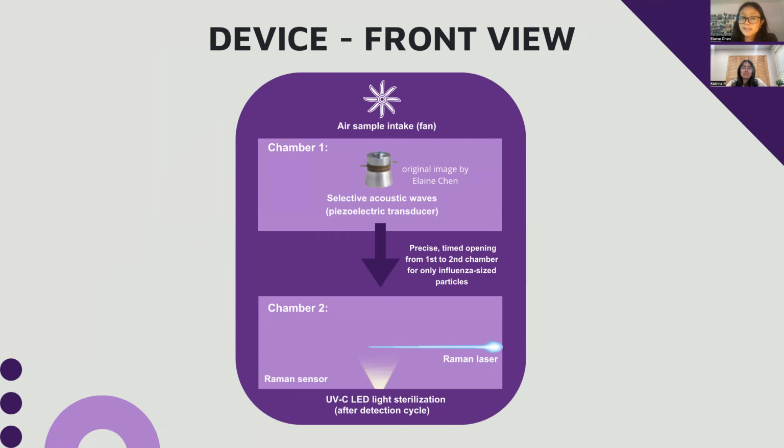Then a precise, timed opening allows only particles in the virus size range to pass into the second chamber, where detection happens. In the second chamber, a Raman laser and a sensor scan the particles for virus-specific peaks. Once detection is complete, a UVC sterilization cycle activates to sanitize the chamber before moving on to the next reading.